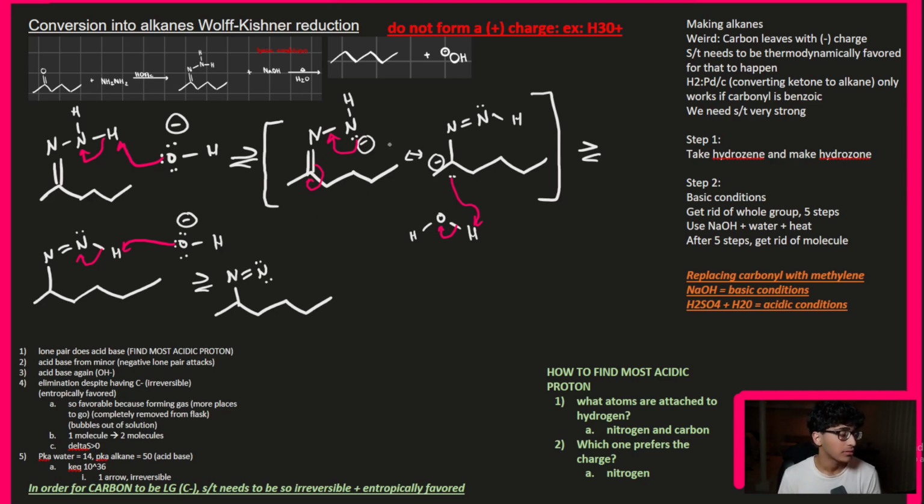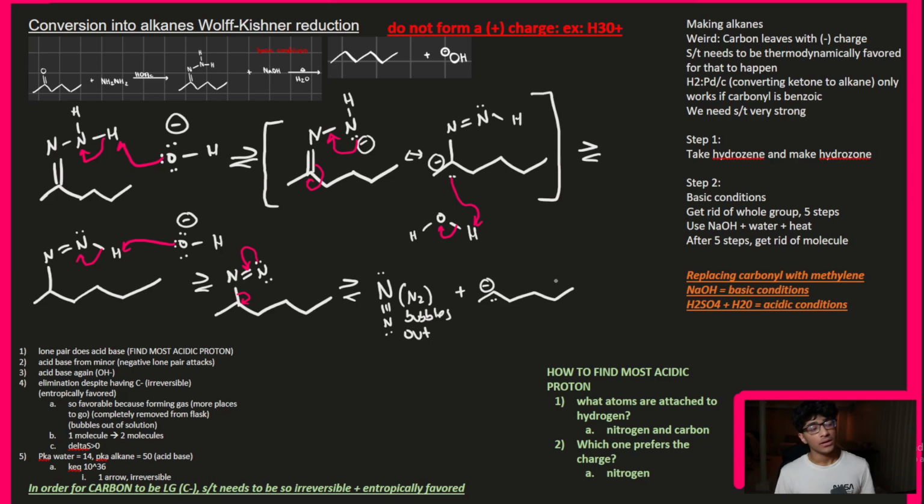I'll be honest. Okay, so this is the elimination. We're going to be forming nitrogen. So this is going to go straight onto here, and this is going to go straight onto the carbon. What's going to happen is we're going to form N2, and make sure you write bubbles out. Then you're going to form a negative charge right there. Okay, last step. Last step is acid base.